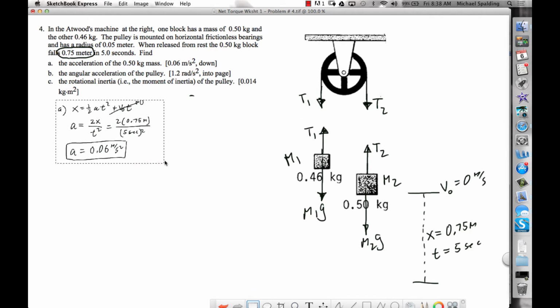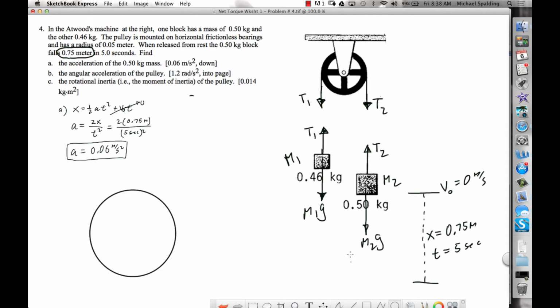Now, part B, the angular acceleration of the pulley. So there's an equation that we can use to get that. So here's the idea, guys. In fact, look, I want to talk about this for just one brief moment. Look, so let's say here's the pulley. So this pulley is going to accelerate, right? So if you look at a point on the wheel here, so let's say it starts to rotate like this.